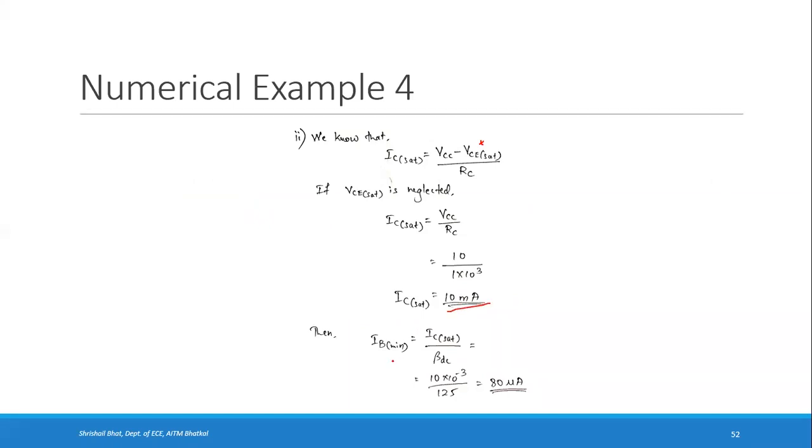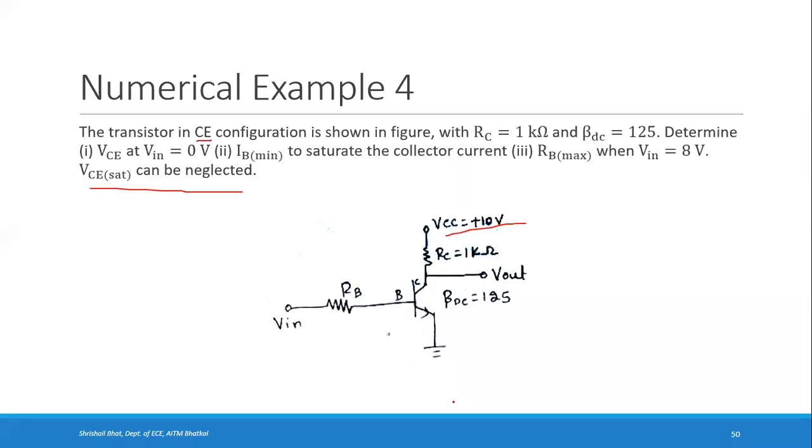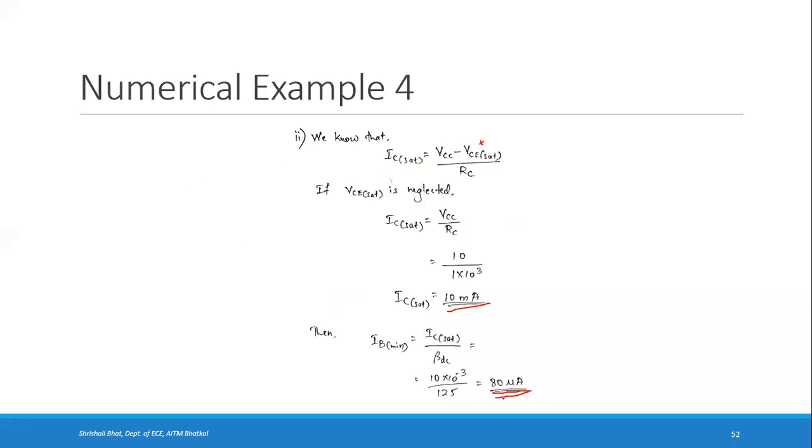Now you know the expression for IB min. IB min is IC sat divided by beta DC, right? Because IC is beta DC into IB, so IB is IC divided by beta DC. You get the minimum value for the saturation current as IB min is IC sat by beta DC. If you substitute IC sat as 10 milliamps and beta DC as 125, you'll get the value as 80 microamps. This is the value of IB min.